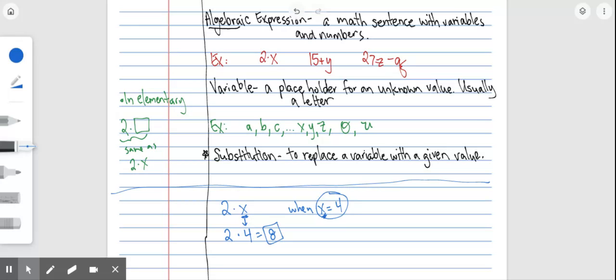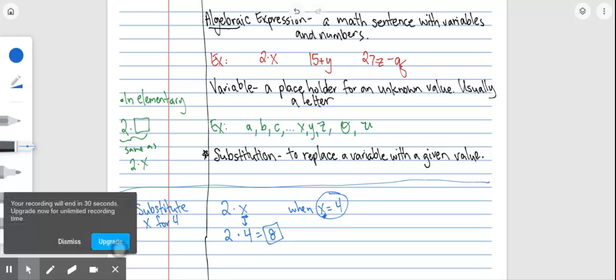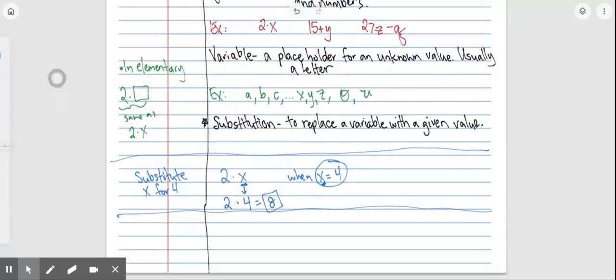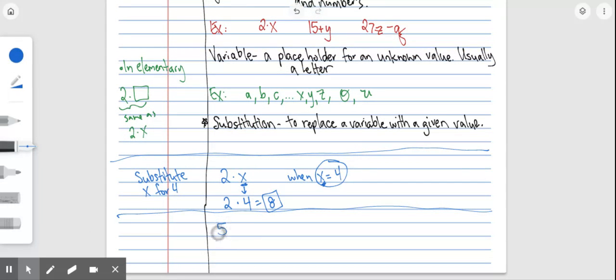So this is my answer for 2 times x when x equals 4. Okay. So what we did is we substituted x for 4. Okay. All right, let's try another one. 5y. Okay, now this time there's not a clear operation, so I'm going to talk about that in the next video.